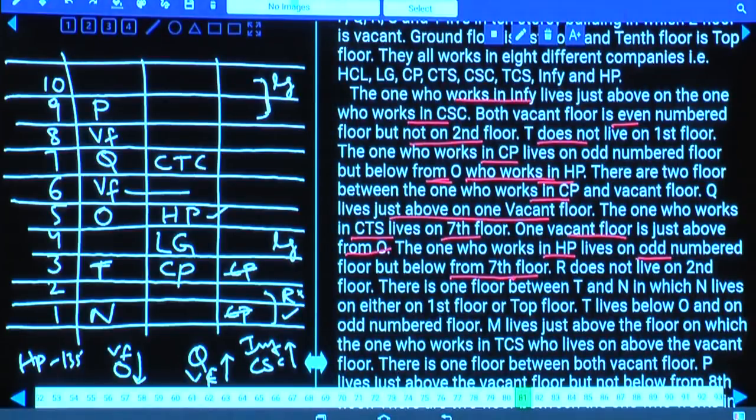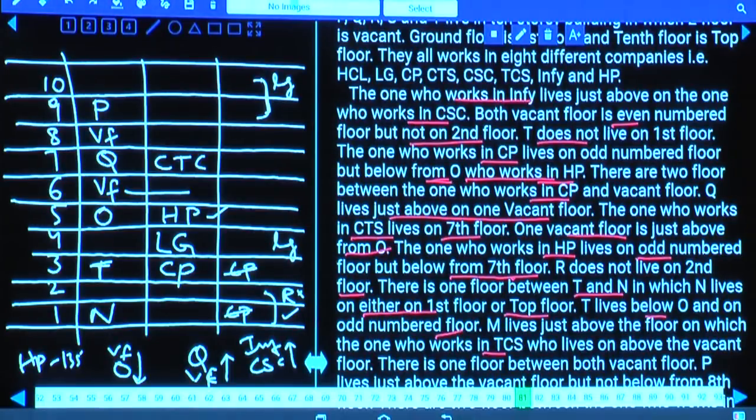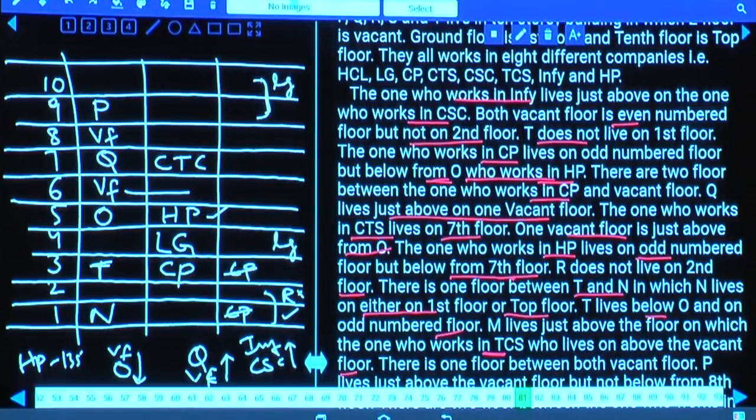Say 5th floor. R does not live on the 2nd floor, and there is one floor between T and N. Well, N is either on the first or on the top floor. T lives on an odd number floor below O. M lives just above the floor on which the one who works in TCS lives. And this TCS lives above the vacant floor. Now TCS lives above the vacant floor, so this person must be TCS.